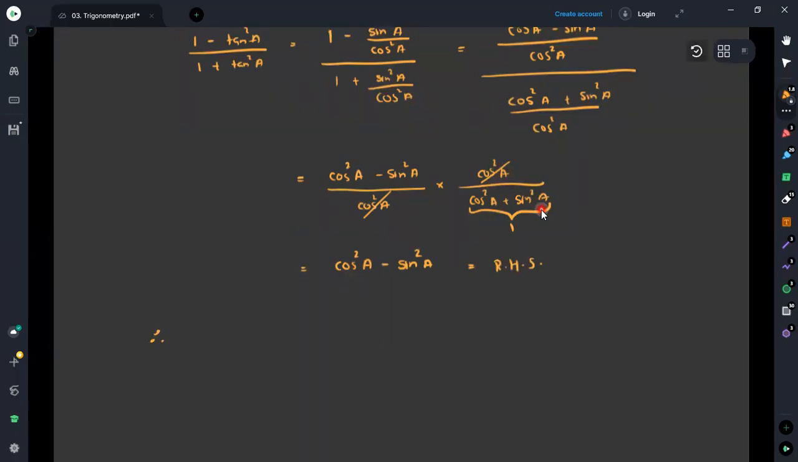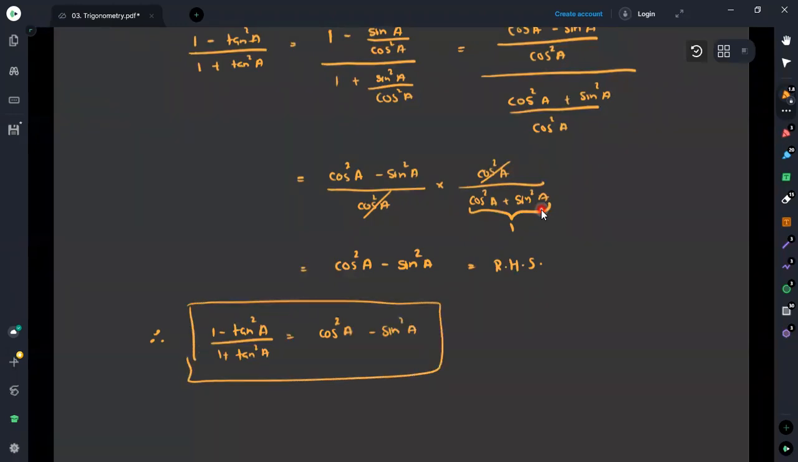Therefore, simply we can say that 1 minus tan squared A over 1 plus tan squared A is equal to cosine squared A minus sine squared A. Therefore, this is the trigonometric identity which we needed to prove.